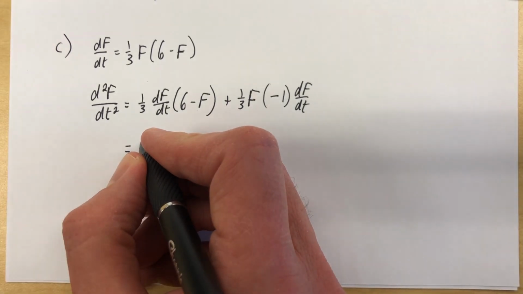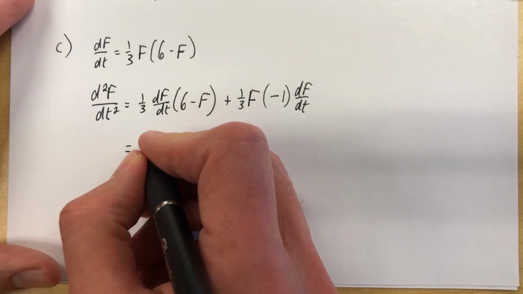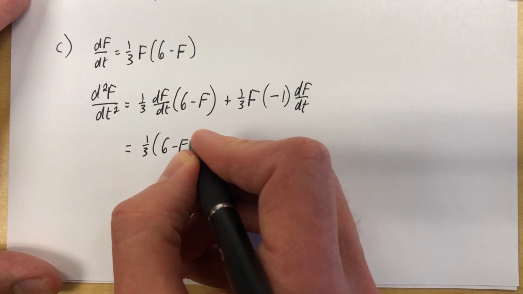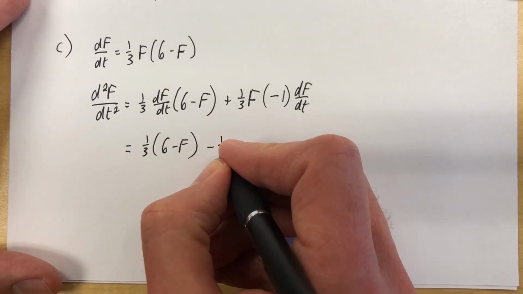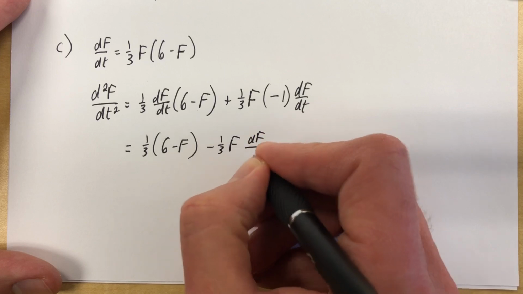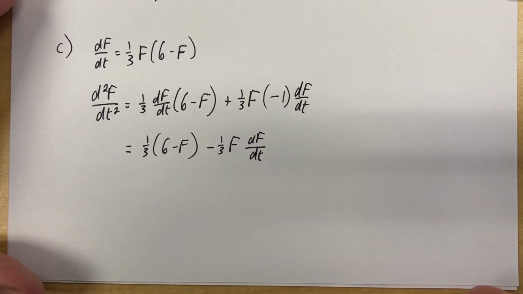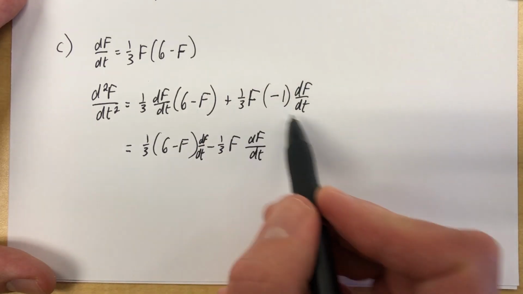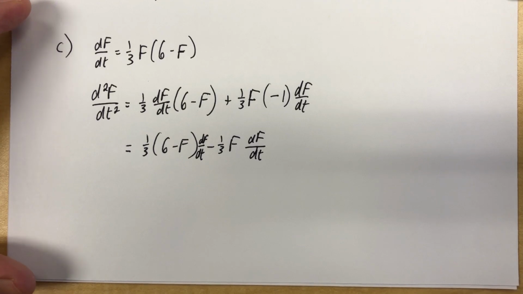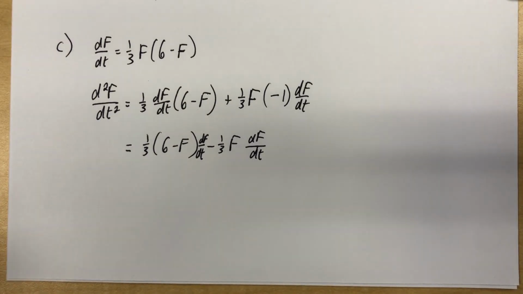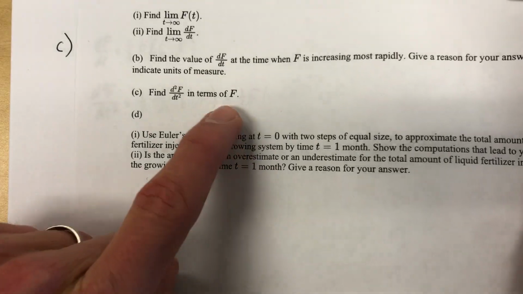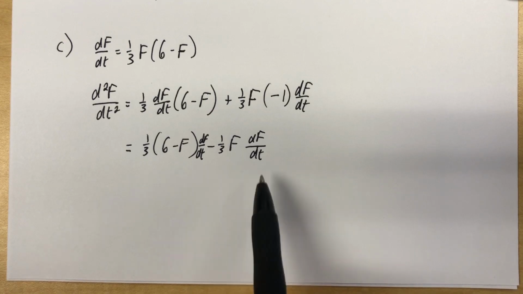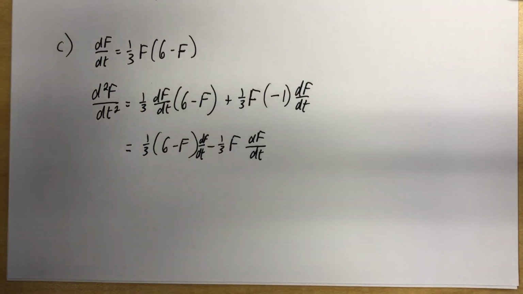We have 1/3 dF/dt times 6 minus F, minus 1/3 F dF/dt. In case you really care what I'm doing, I need dF/dt here. I'm just rearranging these terms and making them a little bit neater. And now, I'm not done. You might be like, yeah, found it. No. They said in terms of F. So by the time I'm done, I better have nothing but F's and numbers.